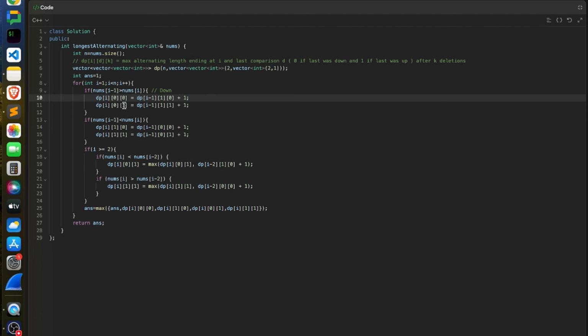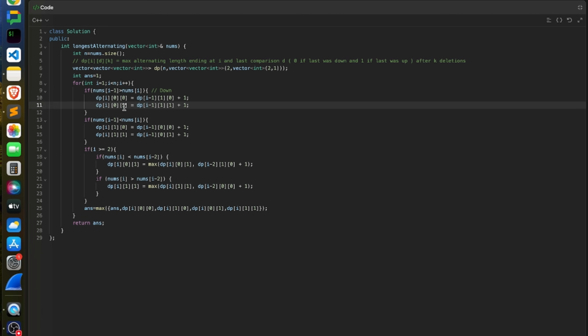Now suppose you want to delete a number, right? So here there are two choices. Either you delete your current number, or you delete any one of the previous numbers from index 0 to I minus 1. If you want to delete the current number, the number present at index I, then nothing changes. None of the DP states will change, because it's like there is no element at the current index. But if you want to delete any one of the previous numbers, then this is interesting.